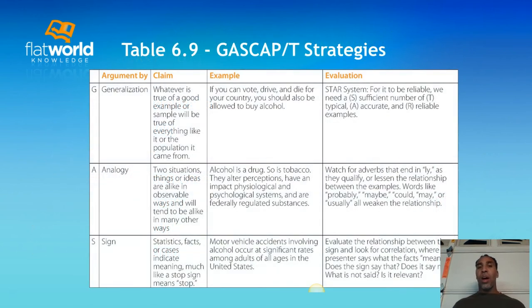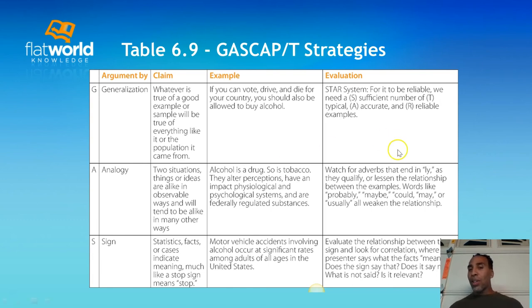They're all there. So this same thing with this. I want you to pause and read through this. So generalization: whatever is true of a good example or sample would be true of everything like it, or the population it came from. The example is, if you can vote, drive, and die for your country, you should also be able to buy alcohol, right? So you can do all these things at 18, but you can't buy alcohol until you're 21.